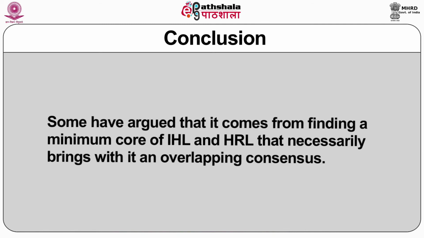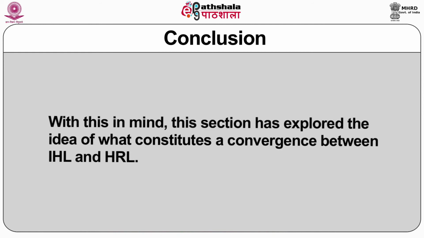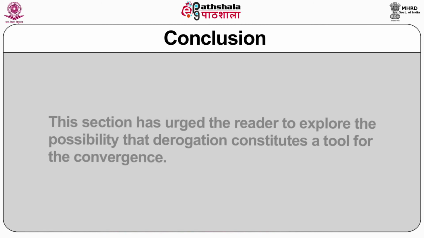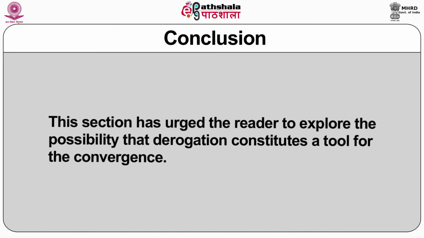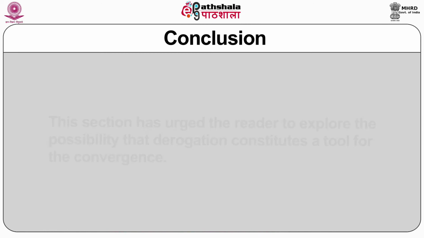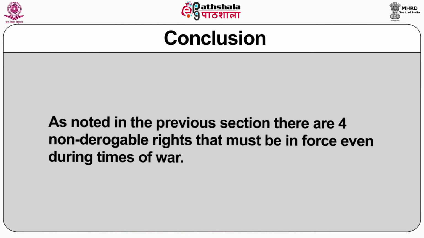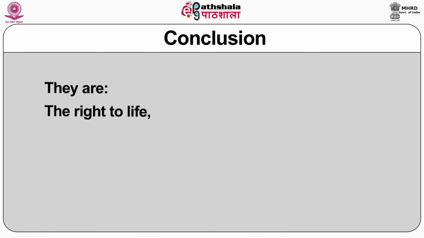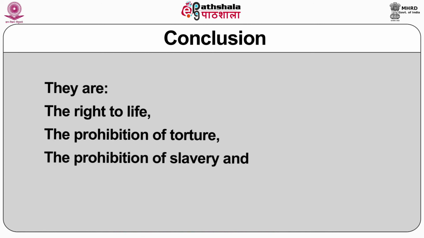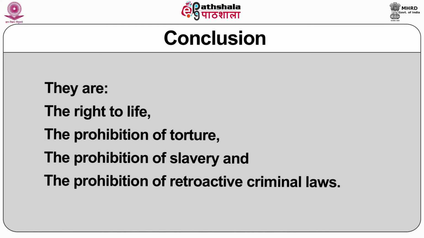Some have argued that it comes from finding a minimum core of IHL and HRL that necessarily brings with it an overlapping consensus. With this in mind, this briefing has explored the idea of what constitutes a convergence between IHL and HRL. This section has argued and urged the reader to explore the possibility of derogation constituting a tool for convergence. As noted in the previous section, there are four non-derogable rights that must be in force even during times of war. They are the right to life, prohibition of torture, prohibition of slavery, and prohibition of retroactive criminal laws.